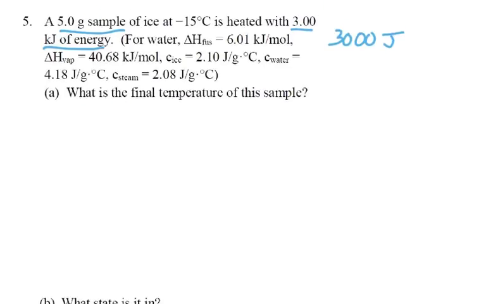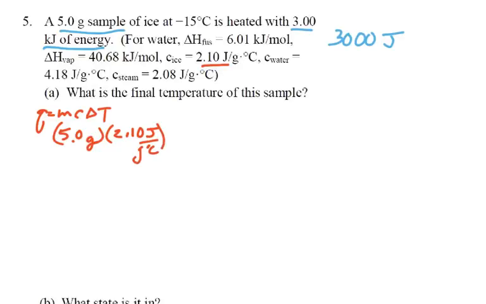So we're staying here where it says, okay, first thing we have is Q equals mc delta T, and we're taking 5 grams of ice. For ice, the C, here it is, 2.10 joules per gram degree.